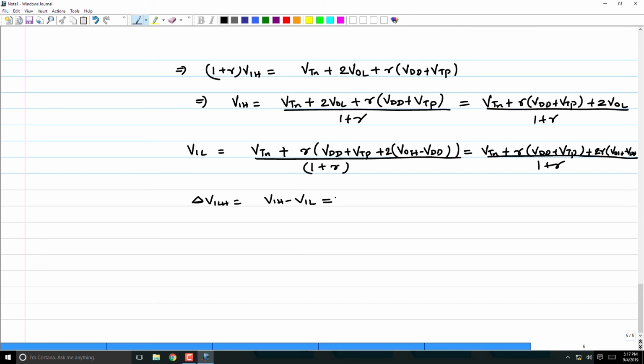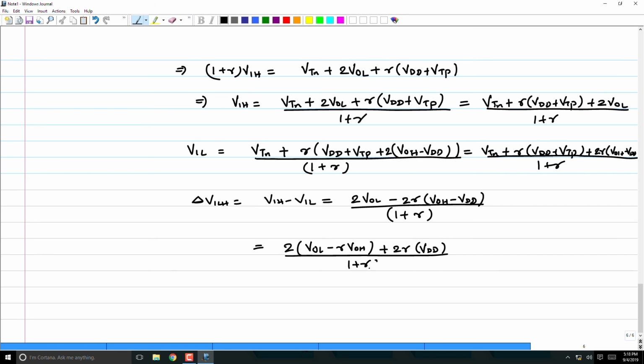ILH, which I'm going to call VIH minus VIL. Clearly, you can see that this VTN and R into VDD plus VTP is sort of gone. So, you basically have simply VIH minus VIL, so 2 VOL minus 2R into VOH minus VDD by 1 plus R. So I can write this as 2 into VOL minus R into VOH plus 2R into VDD by 1 plus R. Actually, that's not necessary. We don't need this simplification.